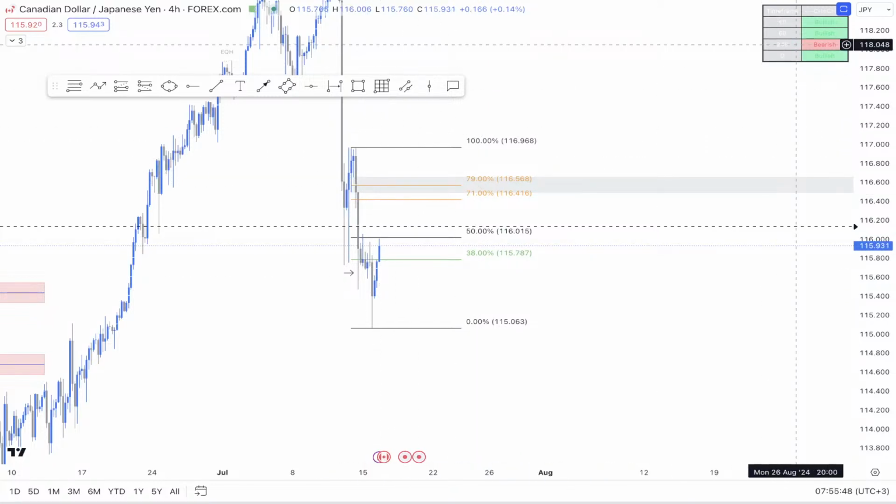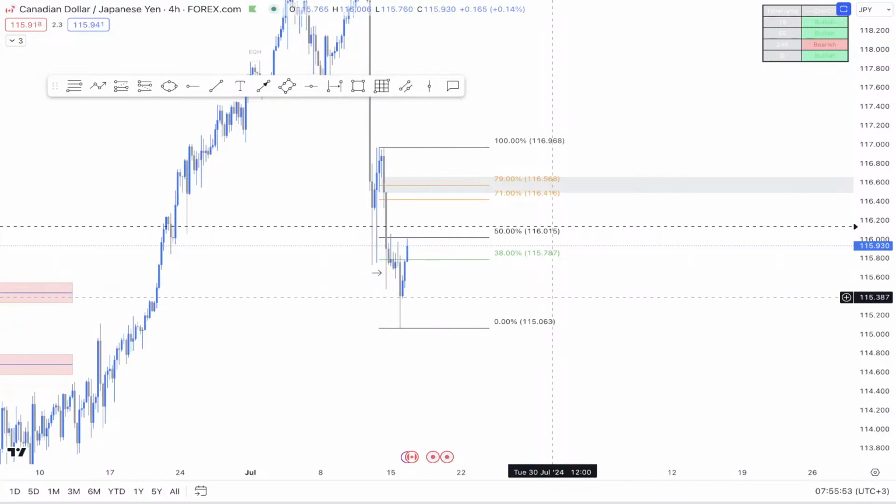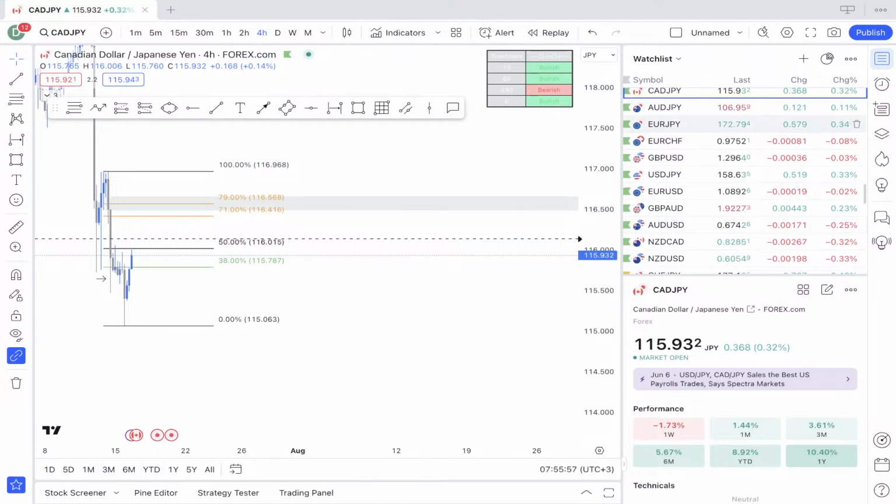The 4-hour is bearish on the trader graph, and now we need to wait and see if we manage to get that corrective pullback towards our fire zone.